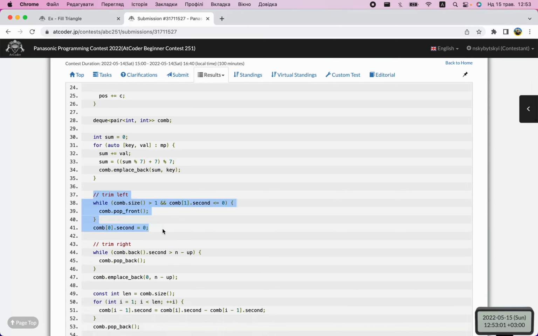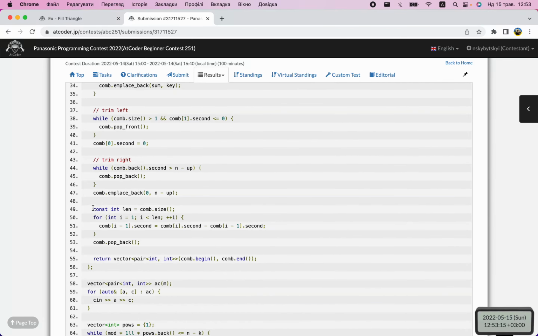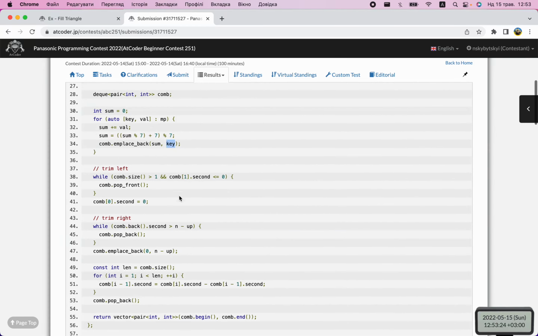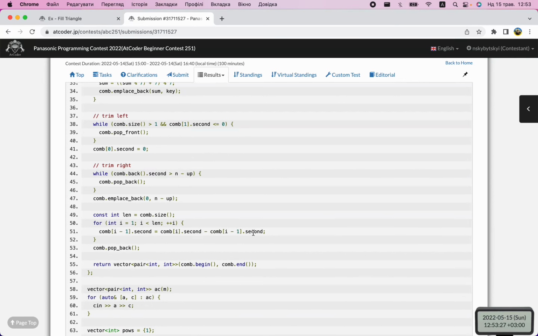Once you are done, some of these combined positions are irrelevant because they go outside of the triangle. So we need to trim them: on the left, the ones with negative position, and on the right, the ones with too big a position. Just a technical detail: in my implementation, because I was adding actual positions, to get back to run length encoding I need to take the difference of consecutive positions to obtain the actual length of each block. And just like this, I get a combined, lifted run length encoding.